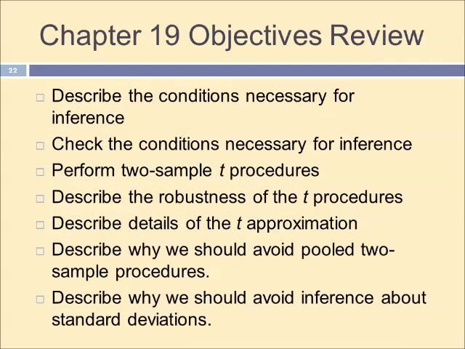Okay, so to review, we talked about the conditions necessary for inference. We checked the conditions, performed two-sample t procedures in terms of hypothesis tests and confidence intervals. We talked about the robustness of the t procedures and gave a nice little nasty formula having to do with the t approximation. Describe why we should avoid pooled two-sample procedures or the equal variances procedures, and why we should avoid inference about standard deviations.